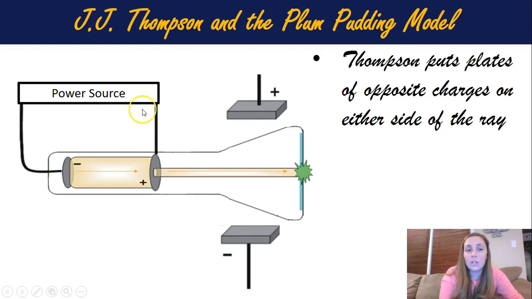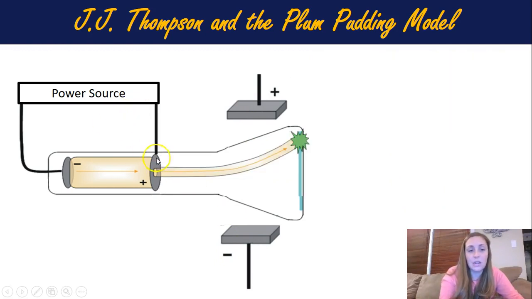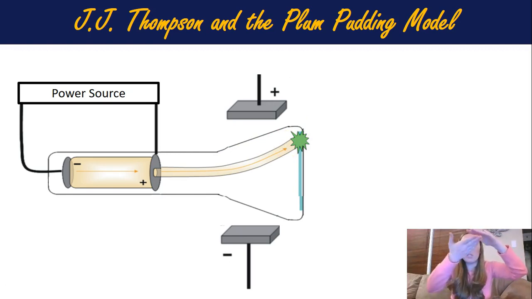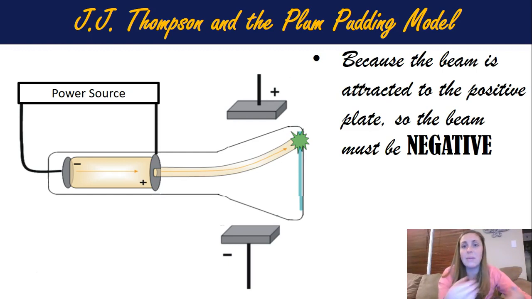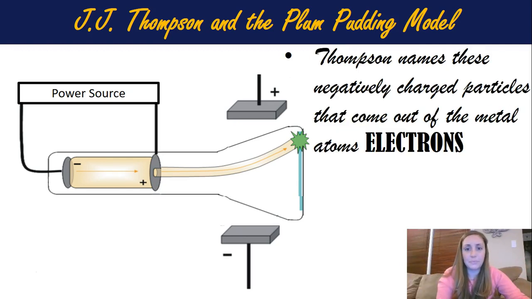So when he turned the power source on, he noticed the beam went up. If the positive source is up here, and the beam goes up, that means the beam was attracted to the positive source. So because the beam is attracted to the positive plate, the beam must be negative. Okay, so now we know we have this glowing beam and it's negative charge somehow.